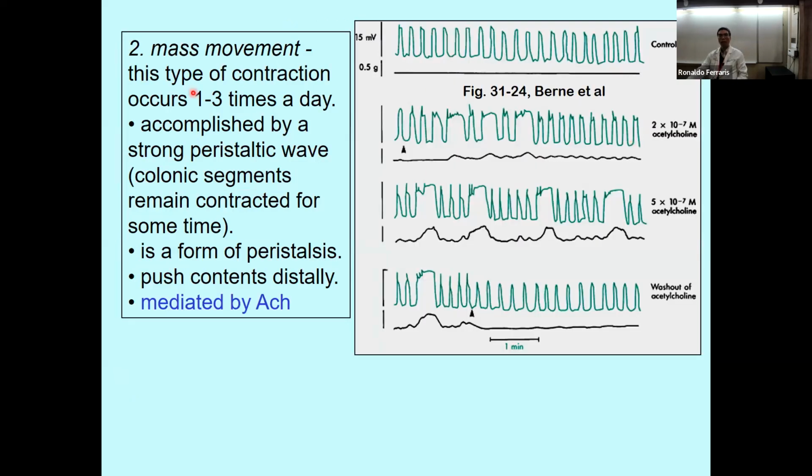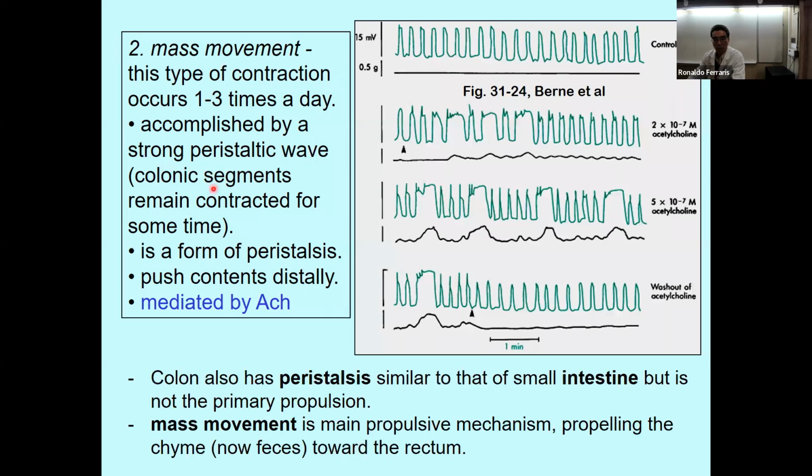And then we have mass movements. It's a form of peristalsis, and it's essentially what you can think of as a summation of peristaltic waves. The colon also has regular peristalsis, but it's not really the primary propulsive movement. Mass movement occurs 1 to 3 times a day. It doesn't mean that you are going to have a defecation reflex. It just means that things are being pushed distally.